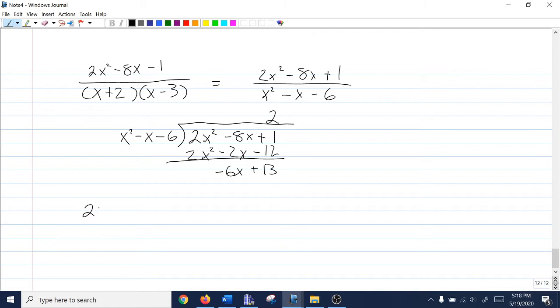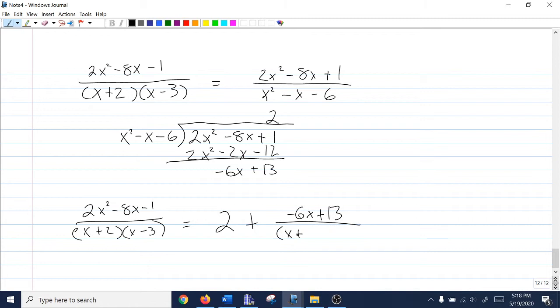So this function, (2x² − 8x − 1) over, I want to use the factored version anytime I'm not doing long division, equals quotient plus remainder over denominator. This thing I know how to integrate, I just want to do partial fractions on this.